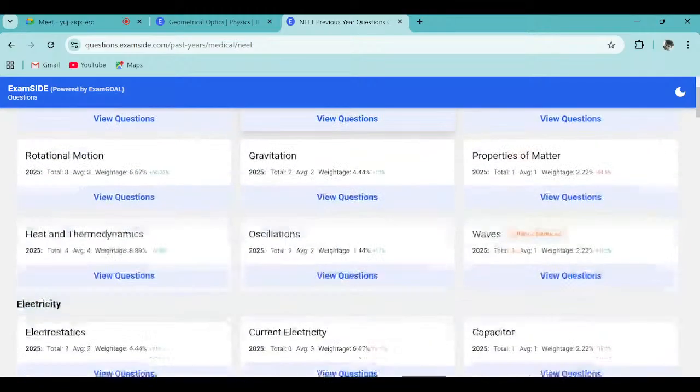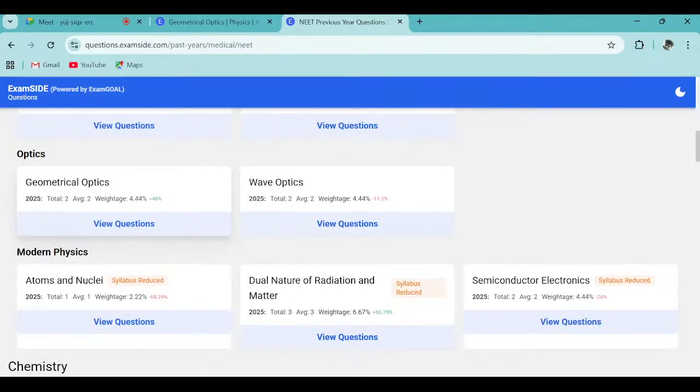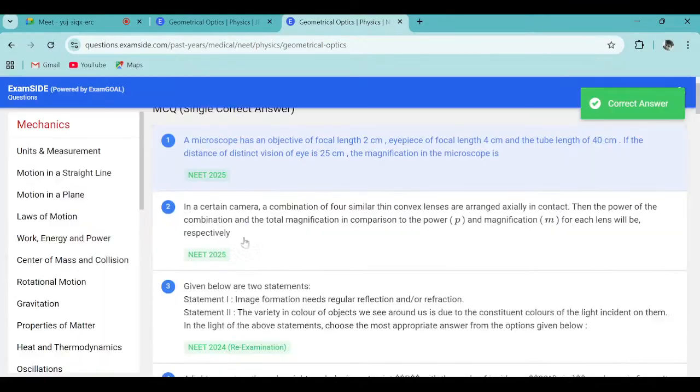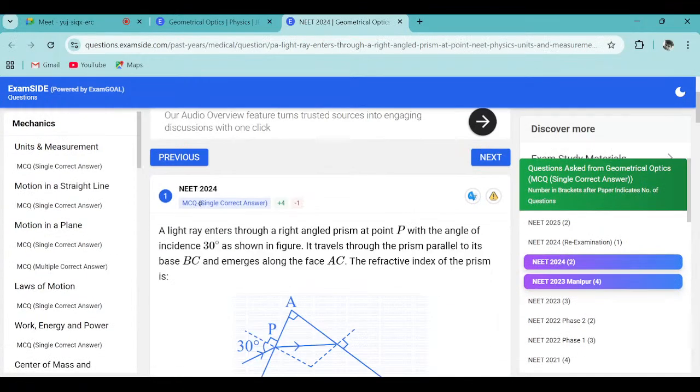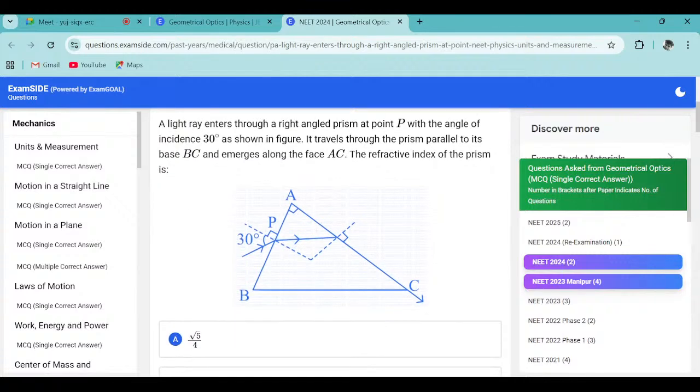This is a question of the exam you're appearing for. It's NEET and it was asked in 2024. It's not a very old question. I would like you to try this question once. Just have a look at this question. You can see the light ray is coming from air and it is at an angle of incidence of 30 degrees on the face AB.